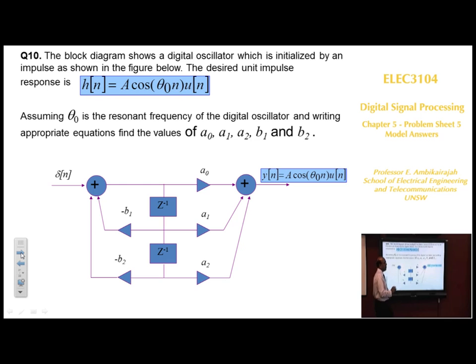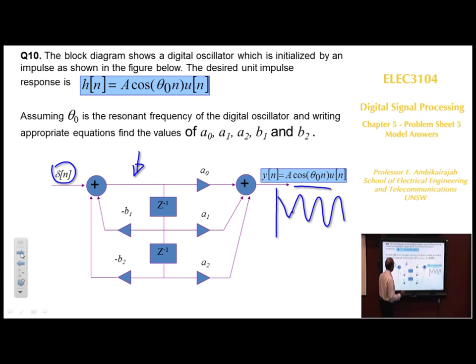And this question wasn't in your tutorial problem sheet, so we have now added this one. Basically this question is, you've been given a block diagram, and we want the impulse response. When you give an impulse, we want the output to be a cosine function. It's like a cosine oscillator. That's what we want. So it's a cosine oscillator that we are interested in.